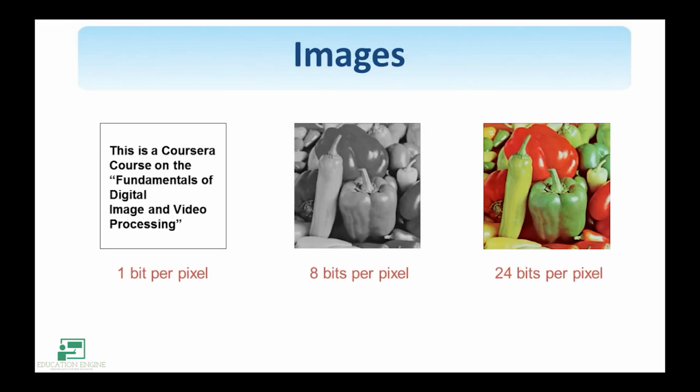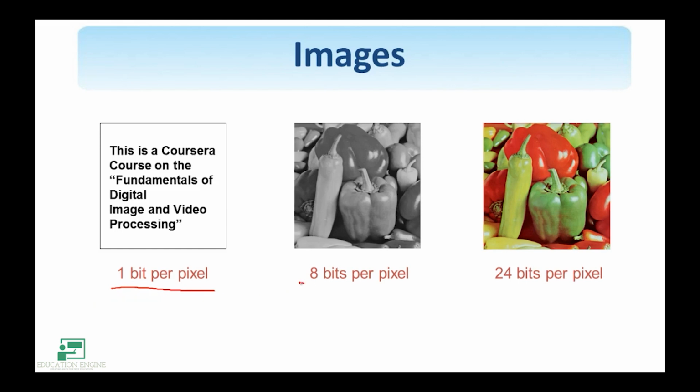Here are some examples of images. On the left, you see a binary image. That is, I only have 2 bits to represent the different colors. I have a black and a white value here. Binary images, text images like this one, are used in fax encoding when we want to transmit such text from point A to point B through a fax machine.